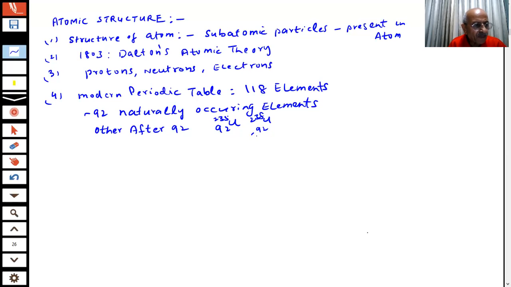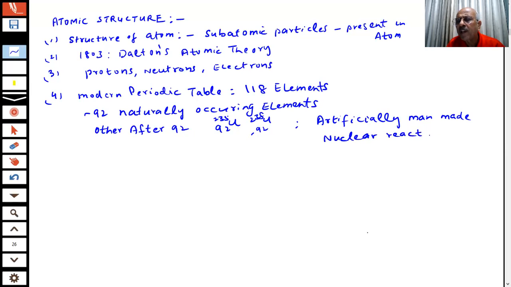After that, the elements above 92 are artificial, made by man. How will man make these elements, students? They are produced in nuclear reactions.